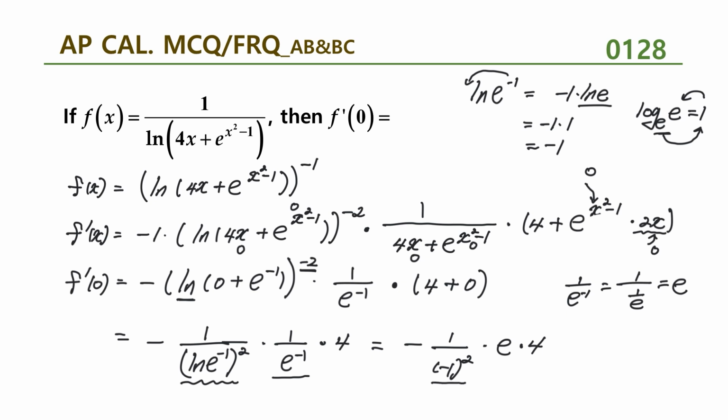This one is 1. That's 1, negative 1 squared. So that's going to be negative 1 times e times 4. That's negative 4e. So our answer is negative 4e.